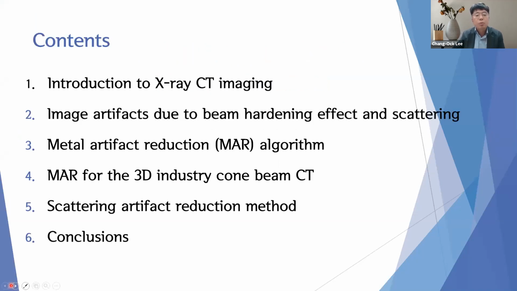This is the content of my talk. I will introduce the X-ray CT imaging, and then I will introduce image artifacts due to beam hardening and scattering. Then I will introduce some previous metal artifact reduction algorithms and our proposed algorithms. Then I will extend that algorithm to the three-dimensional industrial cone-beam CT. And then finally, I will explain the scattering artifact and also a scattering artifact reduction method.